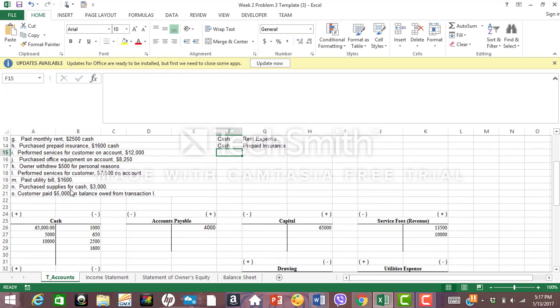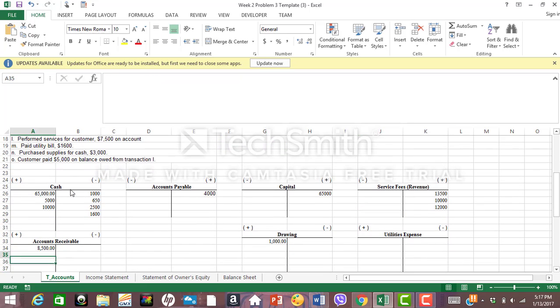The next transaction is perform services for customers on account for $12,000. So we know accounts receivable is getting affected, and we know that revenue is getting affected, and that is for $12,000. So we credit $12,000 under revenue, and then we debit accounts receivable for $12,000.